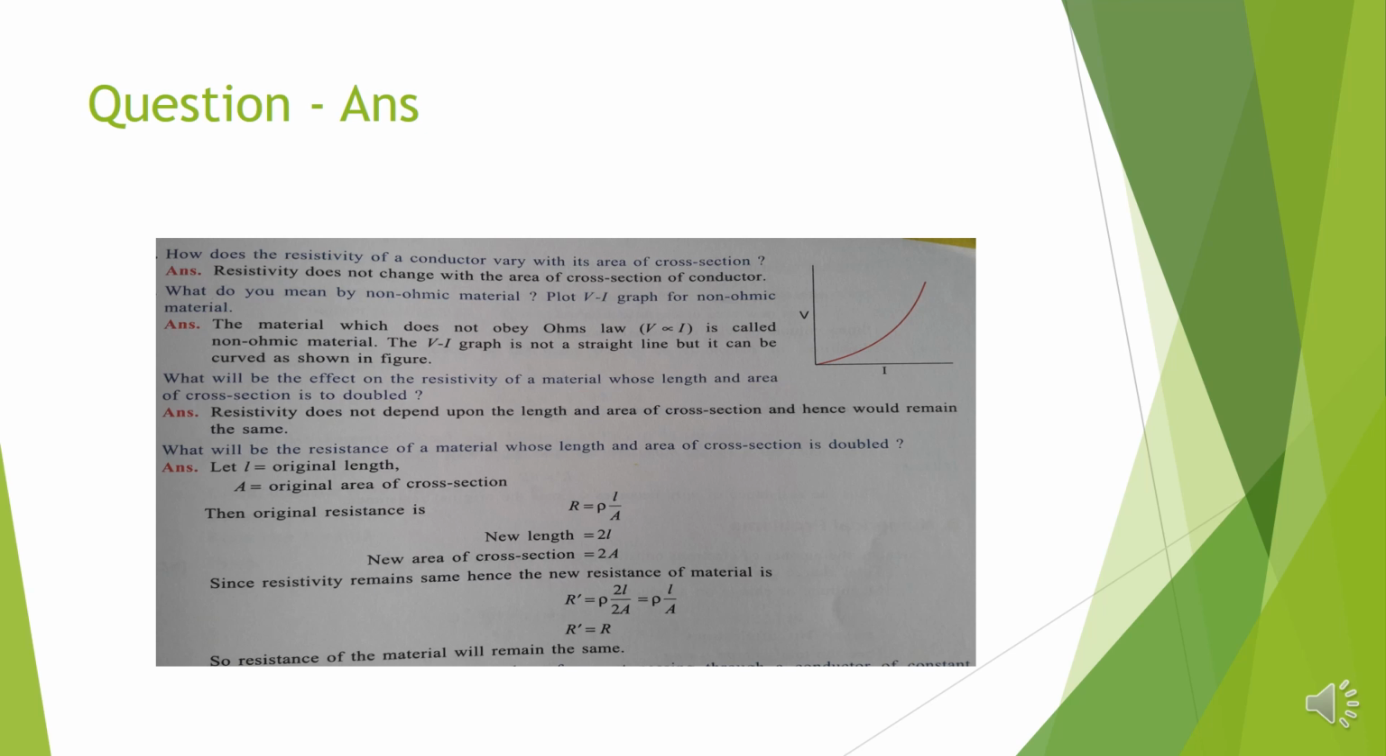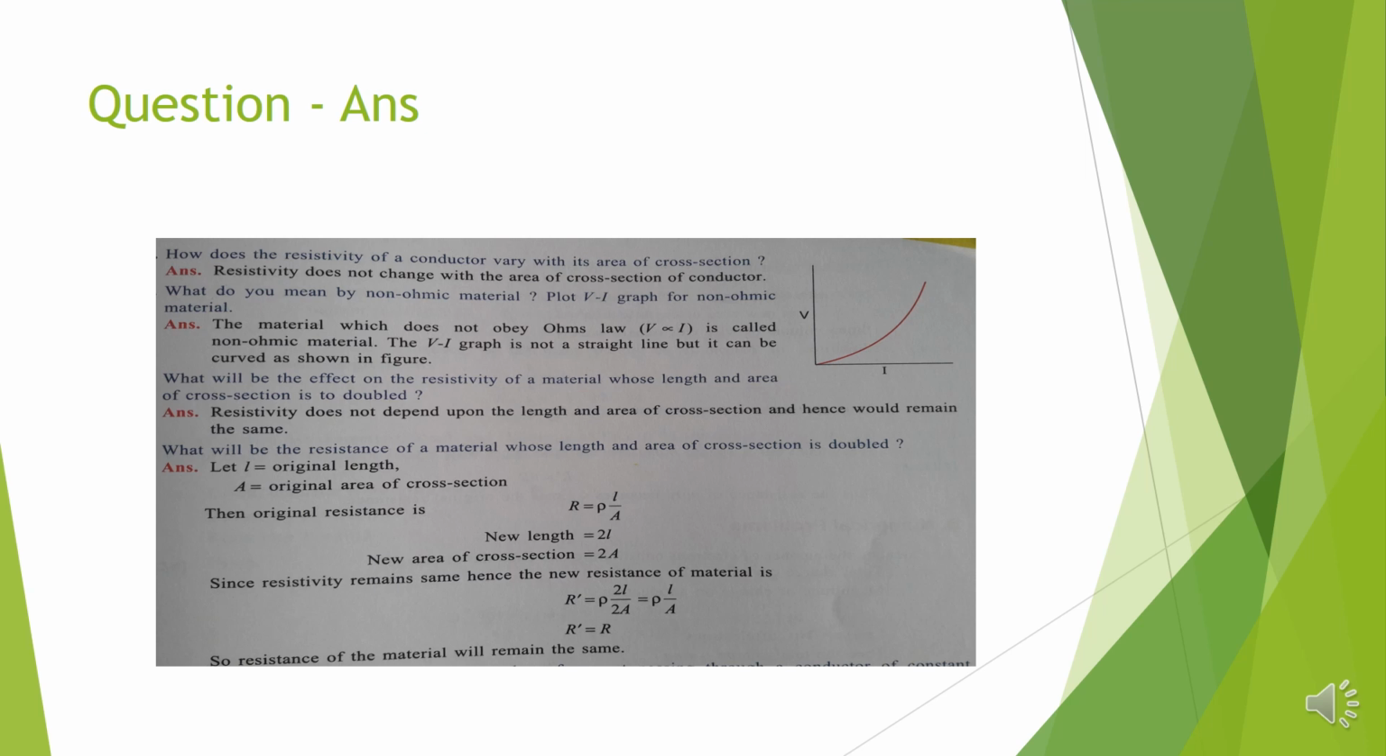Now, next question. What will be the effect on the resistivity of a material whose length and area of cross section are doubled? Resistivity does not change, so it will remain the same. What will be the resistance of a material whose length and area of cross section both are doubled?